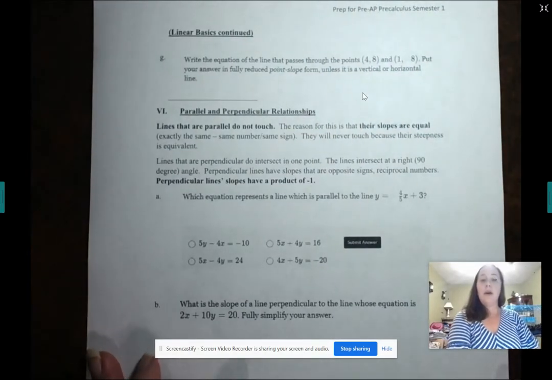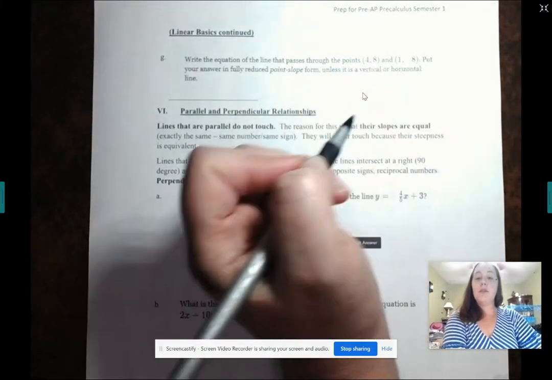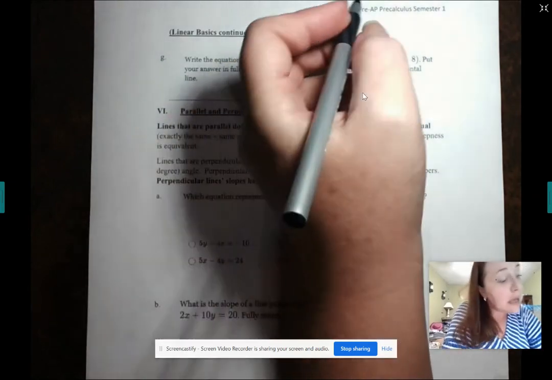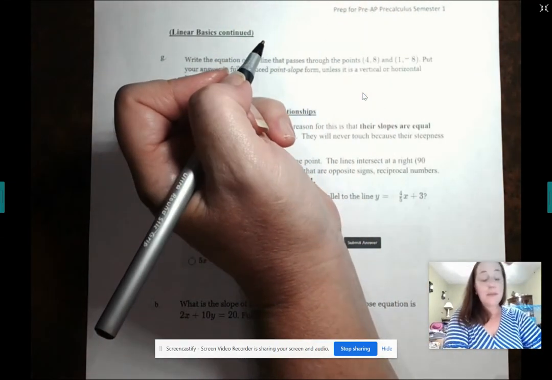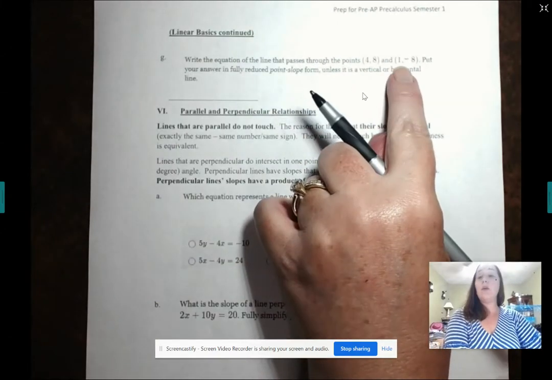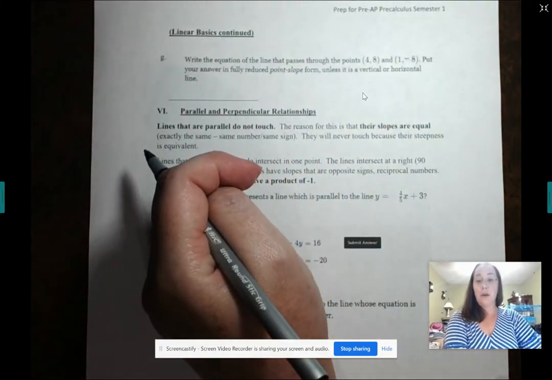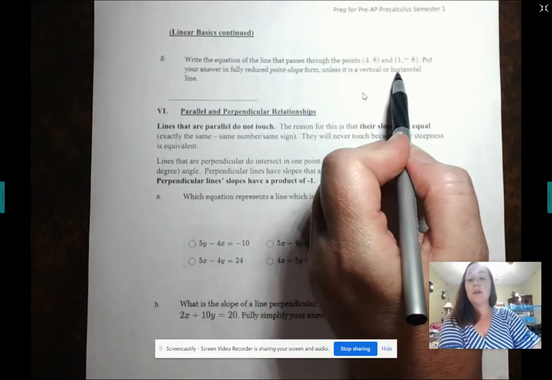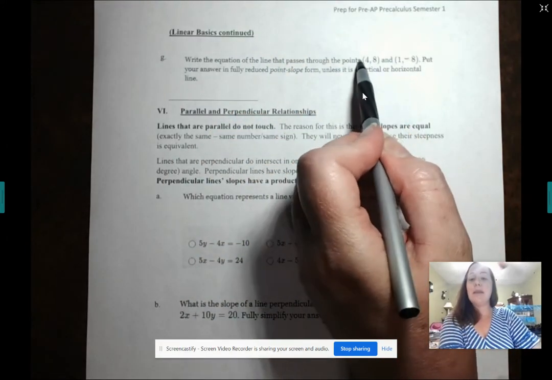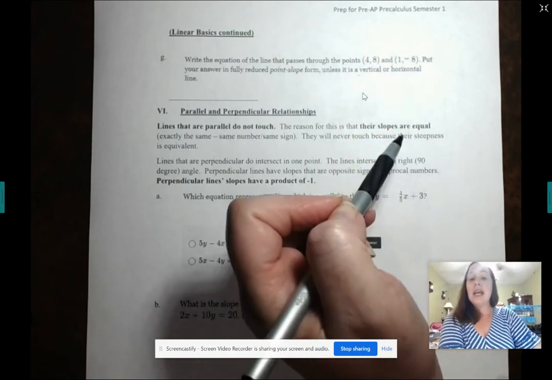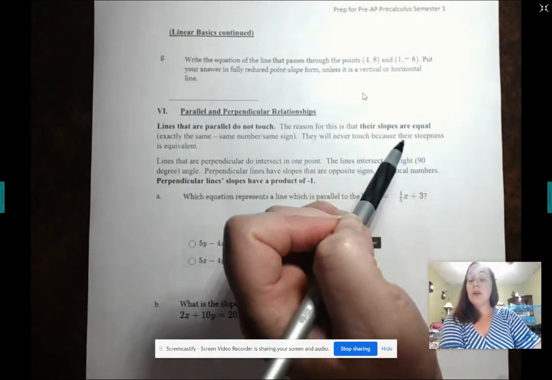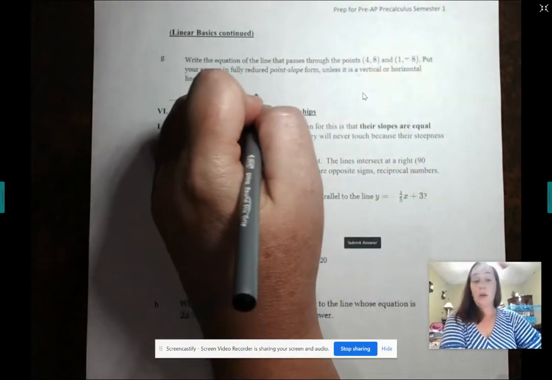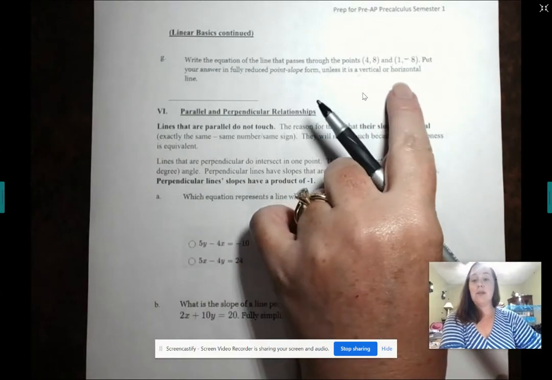One more thing. What if you've been given just 2 points and you have to put it in a particular form? In this case, it's point-slope form. So I need to find the slope, and then I can pick either this point or this point and put it into point-slope form. It doesn't matter which point I choose. The only exception is if it's a vertical or horizontal line, you would see either the same x-coordinate or the same y-coordinate. If it was the same x-coordinate, you'd write x equals that number. If it was the same y-coordinate, you'd write y equals that number, and that's a special case. That's one of these two.